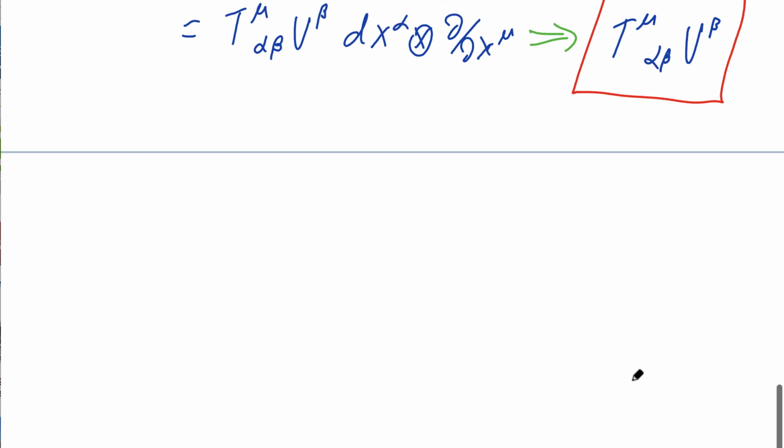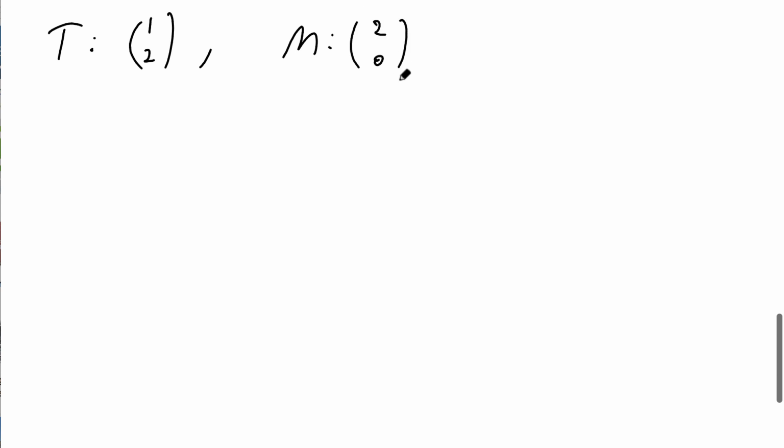Let's look at another example. Let's take T once again to be a type (1,2) tensor, and let's take another tensor M that's type (2,0), and let's consider T^μ_{αβ} M^{αβ}. All right, what does this represent?